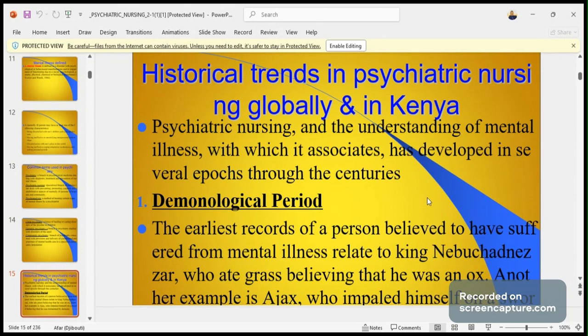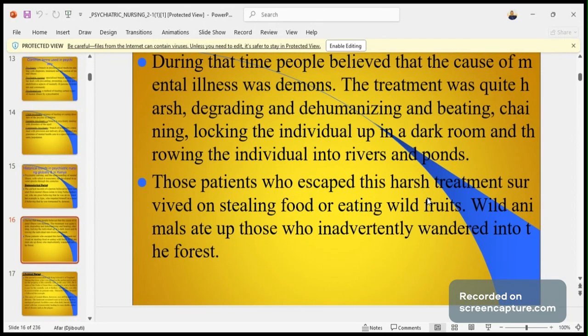Another example is Ajax, who impaled himself on a sword. During that time, people believed that the cause of mental illness was demons, and the treatment was quite harsh, degrading and dehumanizing: beating, chaining, locking the individual up in a dark room, and throwing the individual into rivers and ponds. The patients who escaped this harsh treatment survived on stealing food or eating wild fruit, while animals ate up those who inadvertently wandered into the forest.